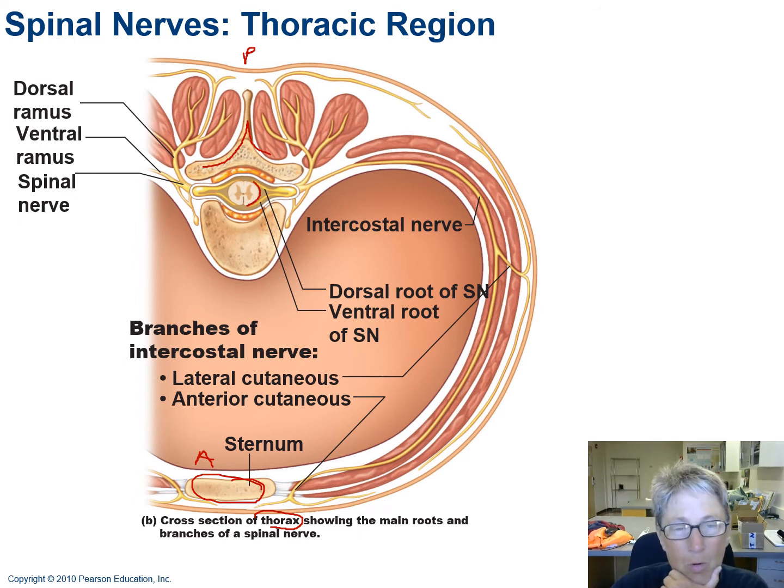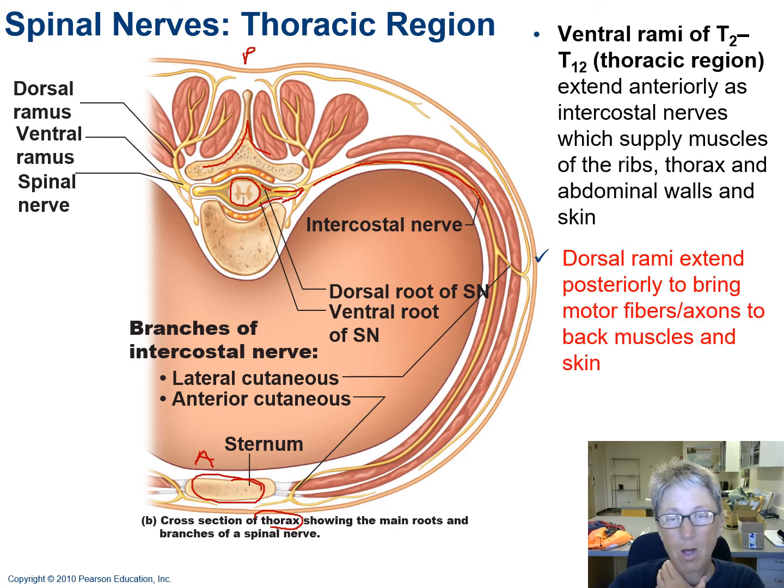Here's the spinal cord and the dorsal root of the spinal nerve. Here's the ventral root of the spinal nerve, and they come here to form the spinal nerve. And then this important nerve, it's called the intercostal nerve. It supplies information to your diaphragm so that you can breathe. So that's kind of an important nerve.